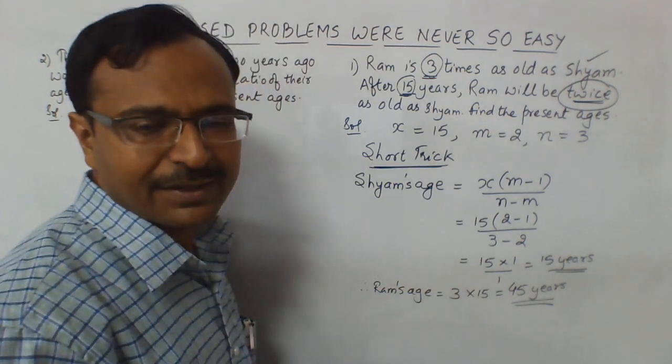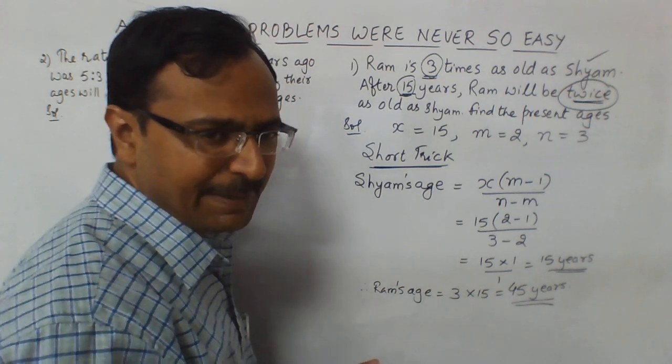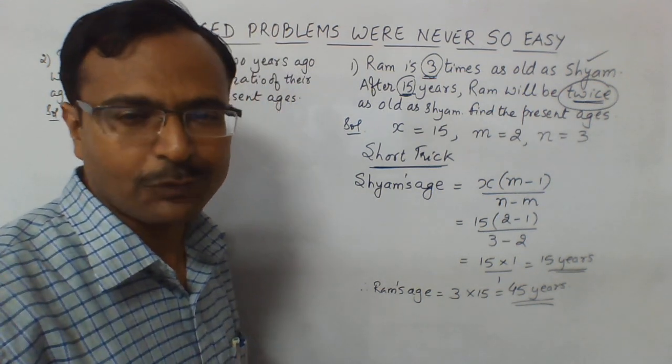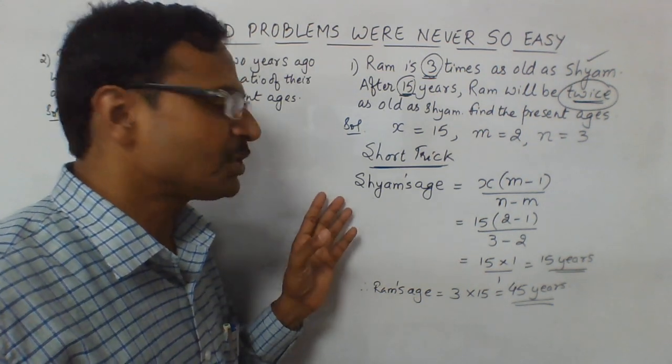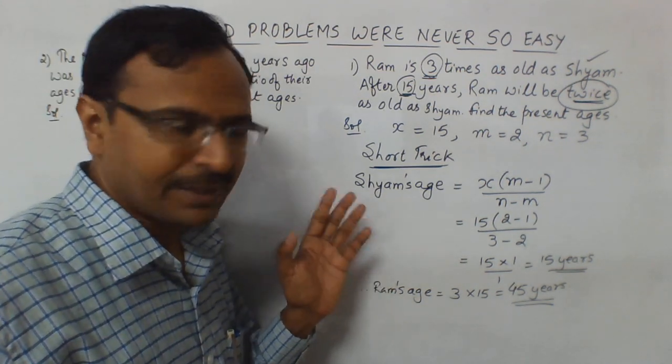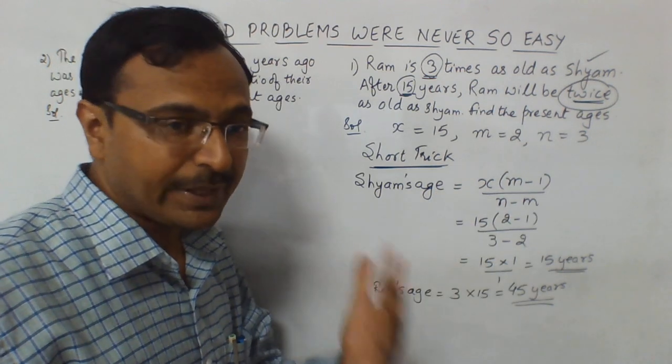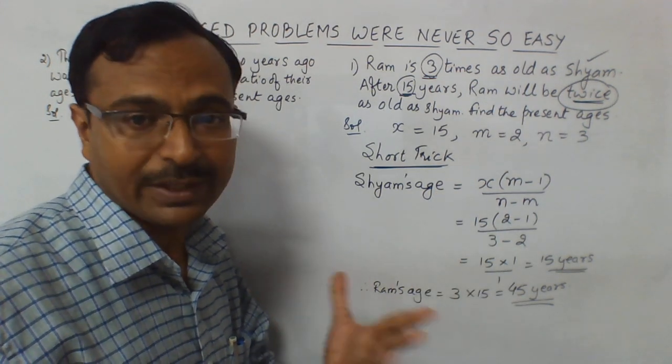Very easy, right? This is just a very basic short trick, and you don't need to formulate any equations. Did I formulate any equation? Nothing. Just substitution of the values in this particular short trick and you get the answer very quickly.